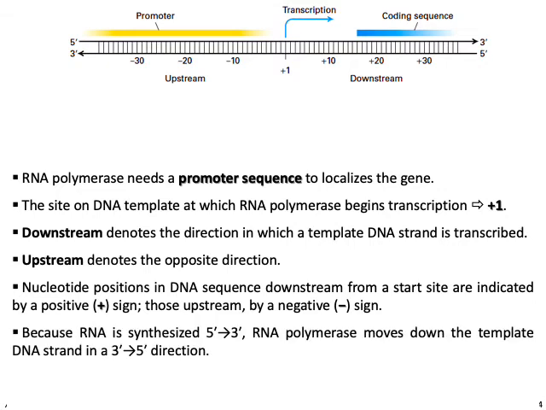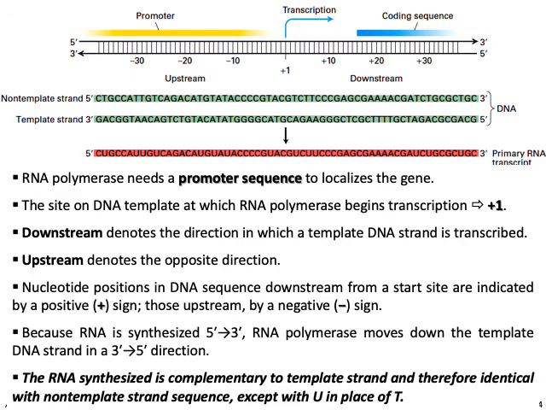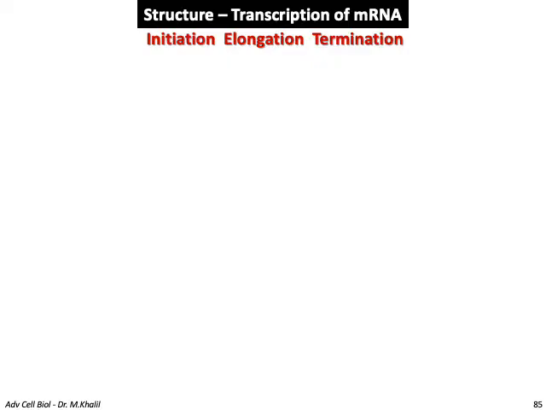Because RNA is synthesized in the 5' to 3' direction, RNA polymerase moves down the DNA strand in the other direction. So you can see here, again, the DNA is separated into non-template and template strand. The template strand is transcribed into an RNA complementary to the template strand. Of course, U is in place of T. So we'll talk here about transcription of messenger RNA. The transcription of messenger RNA is generally divided into 3 major steps: initiation, elongation, and termination. We'll start by talking about prokaryotic transcription.